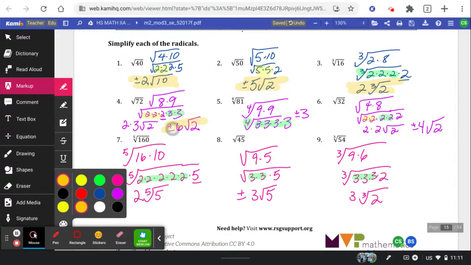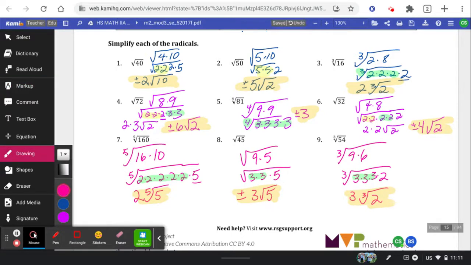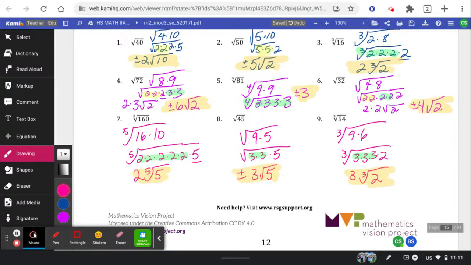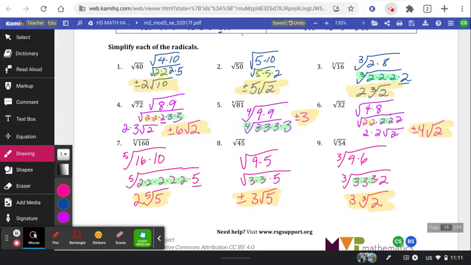This is a skill that you're going to need not just this year, but a lot in Math 3. This is called simplifying radicals. When they're not perfect squares, we have to put it into a number that goes out front and a number that stays inside.